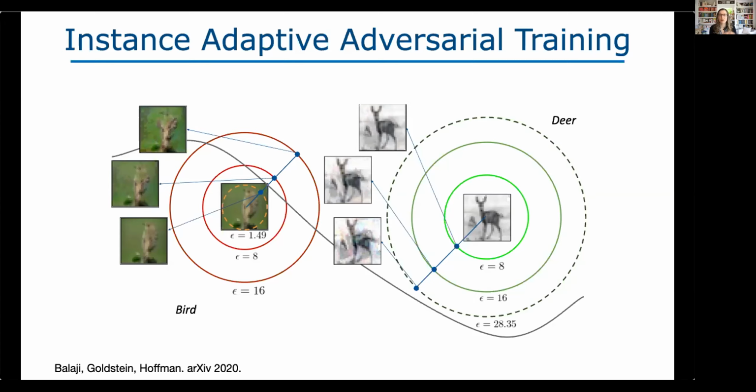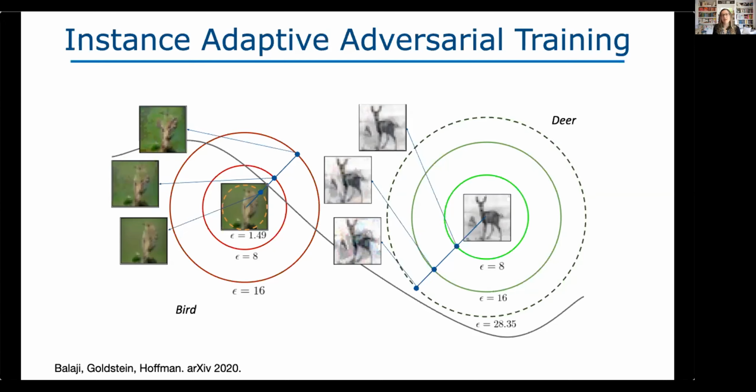Now, in contrast, the image on the right of the deer is very easy to distinguish. In fact, it takes an epsilon of about 28 before you can have a successful adversarial attack. Again, what this means is that this image already naturally had a large margin. And so if we're thinking about how we can increase the robustness around this image, we can use a large epsilon.